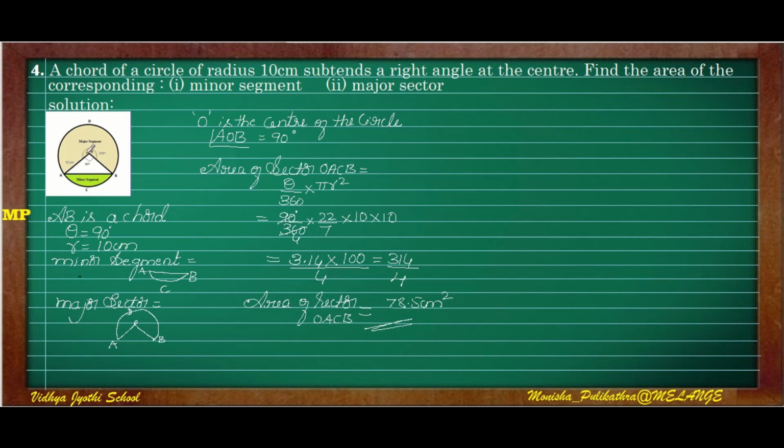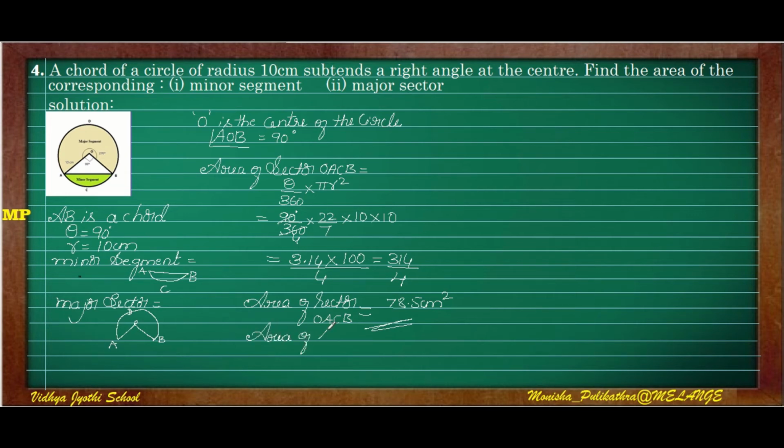But still we need to find the triangle OAB. Okay. If a right angle is there, then we take the area of triangle formula as half into base into height. If it is an equilateral triangle, then you have to find the area of an equilateral triangle, that is root 3 by 4 a square. So according to what type of triangle we have, that type of formula we need to substitute here.